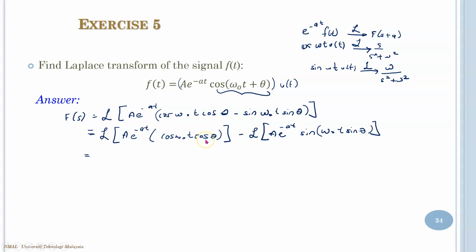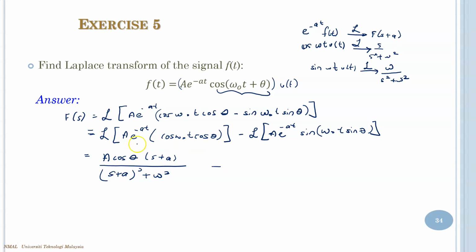And how about the cos theta here? The cos theta is actually a constant because it does not involve any t. So you can take it out, and we get a cos theta, which is the constant. Then because of this e to the negative at, we know that at every s we should add a. Since this is cos omega t ut, s divided by s squared plus omega squared should become s plus a divided by s plus a squared plus omega squared.